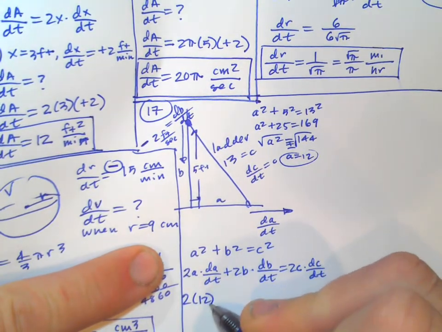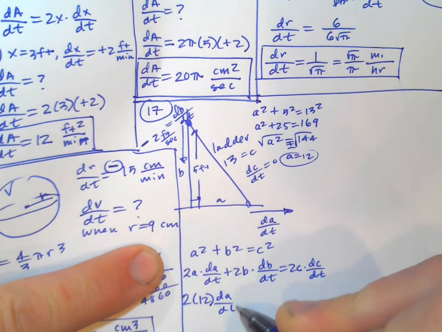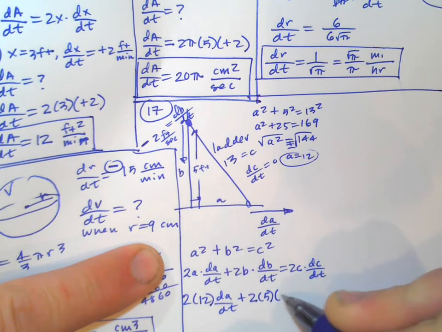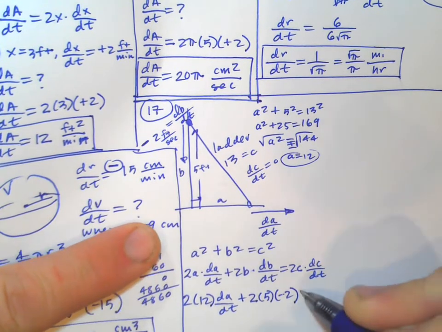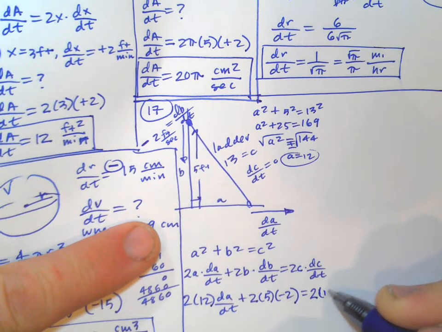Now dA/dt is what we're looking for, plus 2 times b is 5, dB/dt is negative 2. If you don't get that negative right, you're at the wrong answer. C is 13. dC/dt, though, is 0.